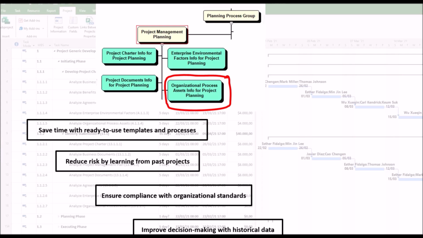As a final consideration, a strong PMP does not just reflect the needs of the current project, it draws on the collective experience of the organization.